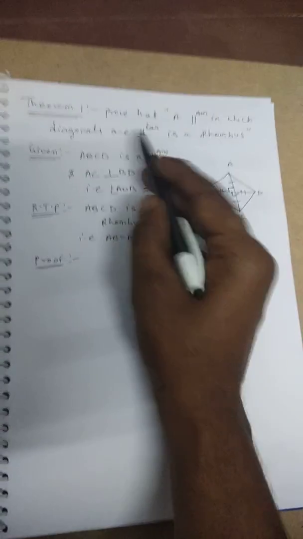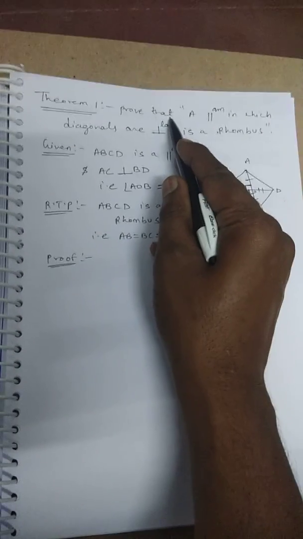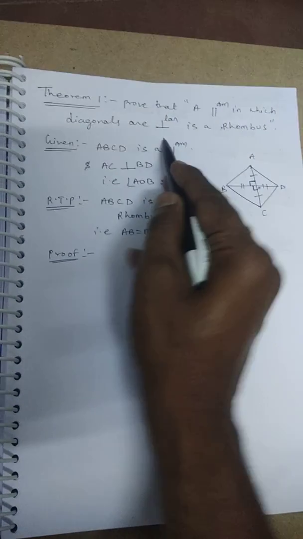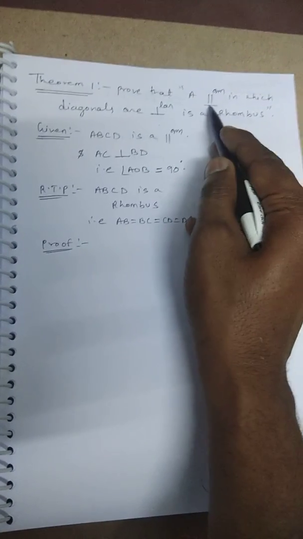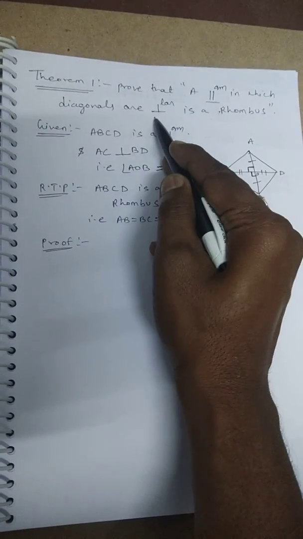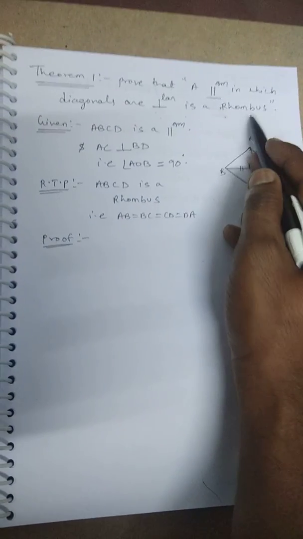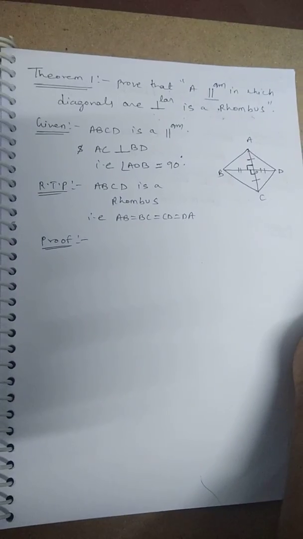So the first theorem: prove that a parallelogram in which diagonals are perpendicular is a rhombus. That means we should prove it is a rhombus. Rhombus means all sides should be equal. That means we have to prove that.